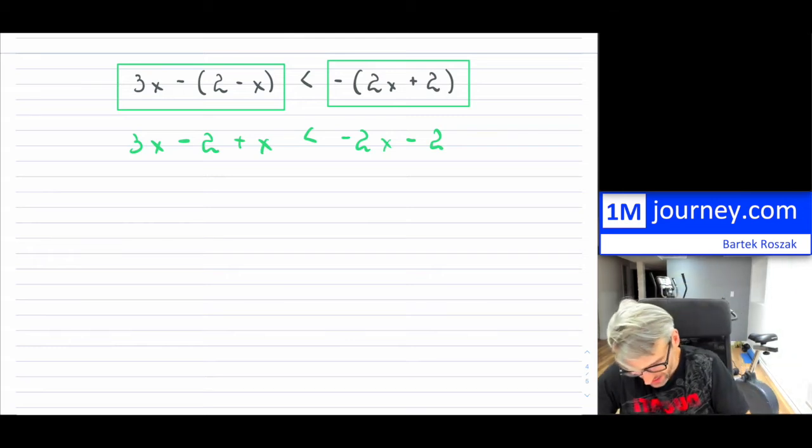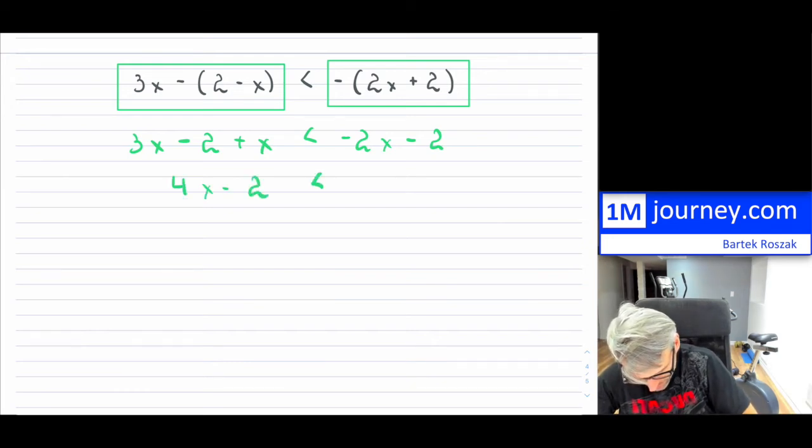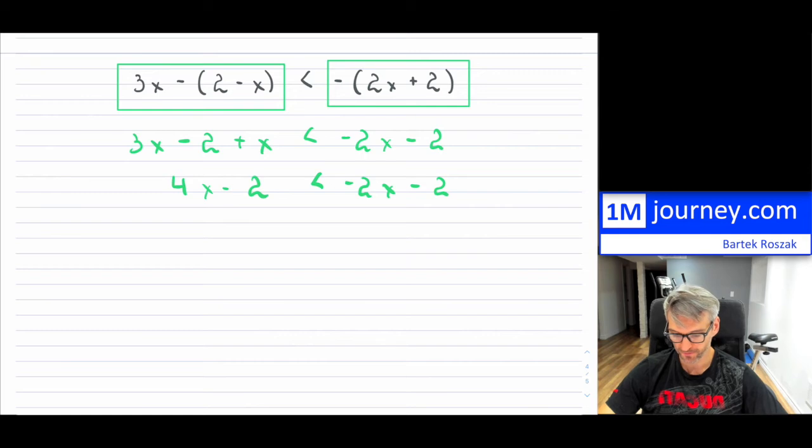Now, if I collect my like terms within here, so this is 3, this is going to be 4x minus 2. So that's one of the lines. And then the other line is already in its mx plus b form. All right, so those are my two lines.